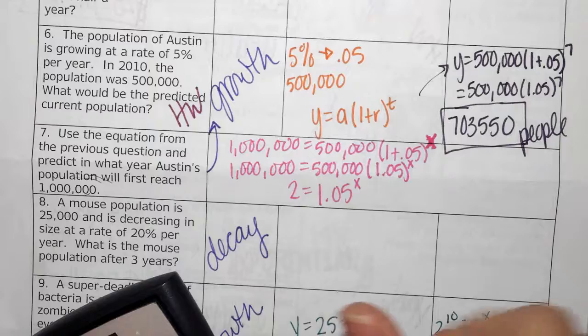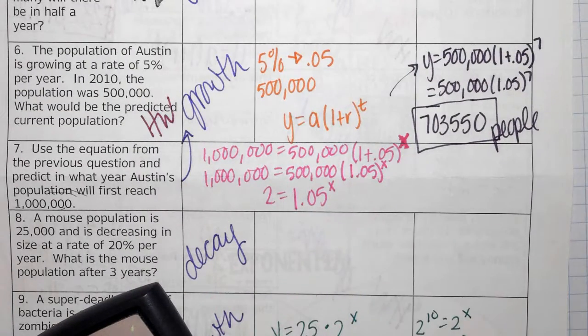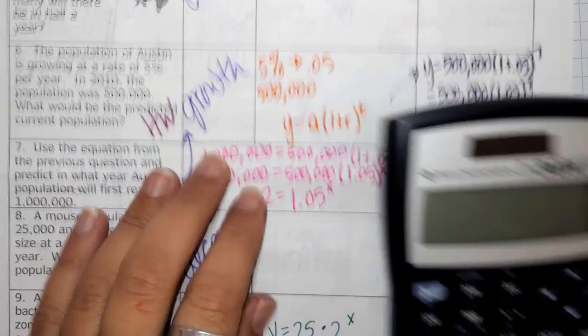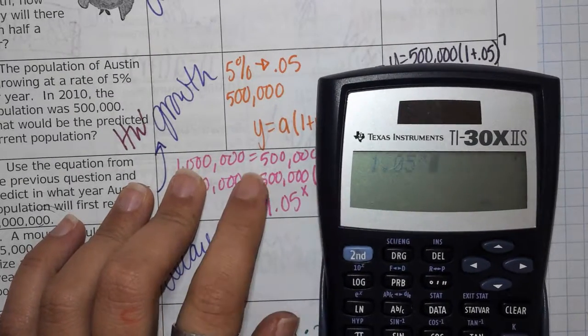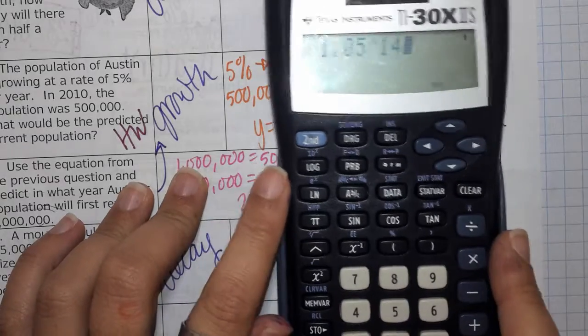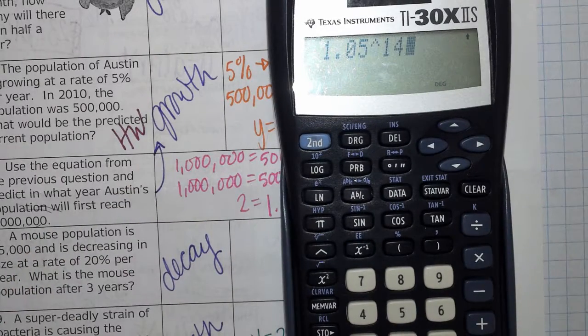Now, we know that when we raise it to the 7th power, we got like 1.4, right? So we need to go higher than 7. Pick a number higher than 7. 14. Okay? So let's do 1.05 to the 14th power. Everybody type that into your calculator. 1.05 caret 14.